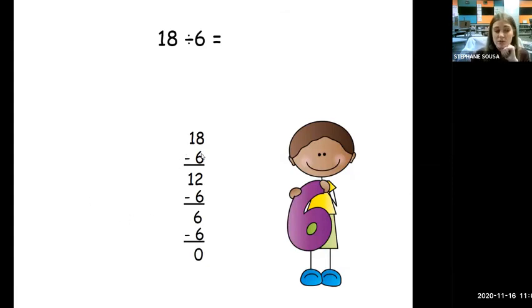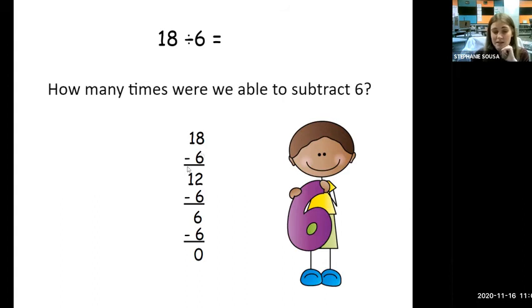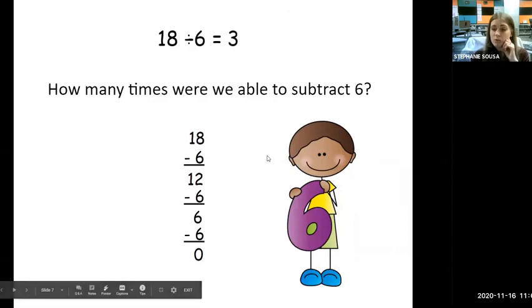So now we count. How many times do we subtract 6? 1, 2, 3. So our quotient is equal to 3.